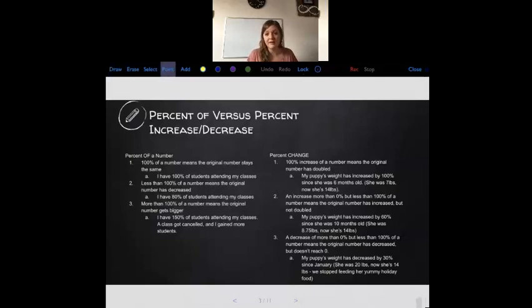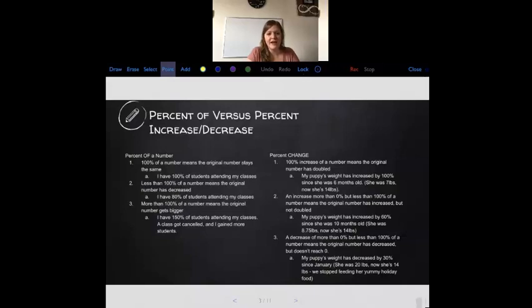You may or may not want to write them in your notes, or may want to summarize it somehow and not write necessarily every single word. So on the left column, talking about percent of a number. If we say 100% of a number, it means that the original number has stayed the same. So if I were to tell you I have 100% of students attending my classes, that means everyone is still here. If we have something less than 100%, it means that the original number has decreased.